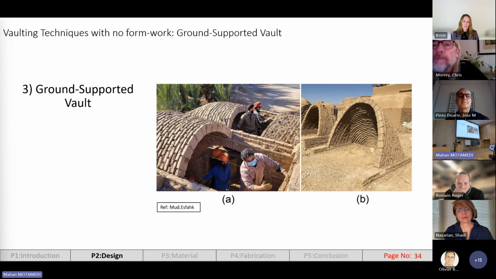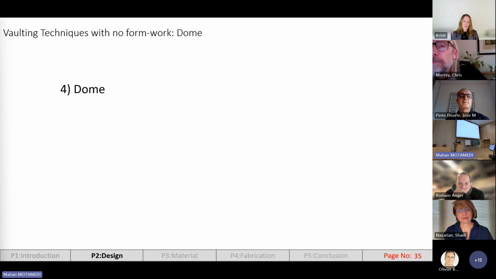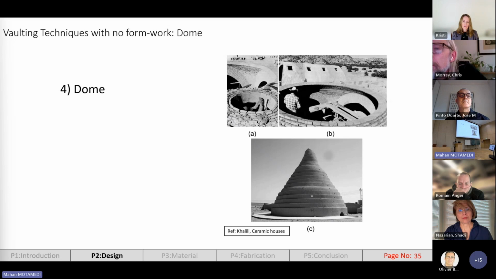The third one is the ground-supported vault. So the first layer of this vault is always supported by the ground instead of a straight wall. And the topology is the same as here. And the last one is the dome. Domes are a type of vault which are constructed on a periodic or closed boundary, such as this one.